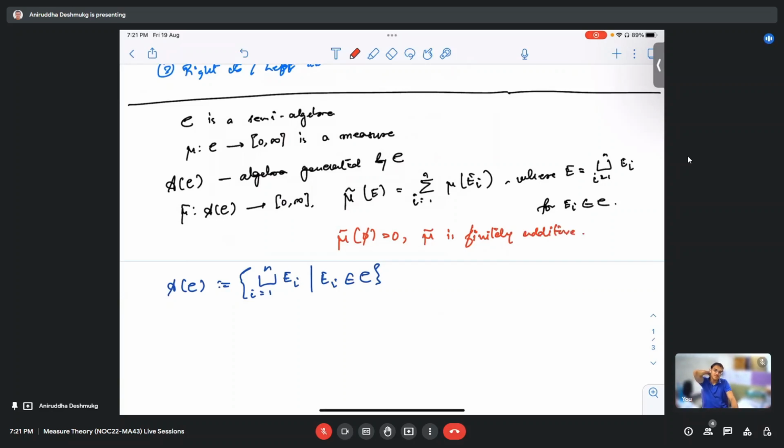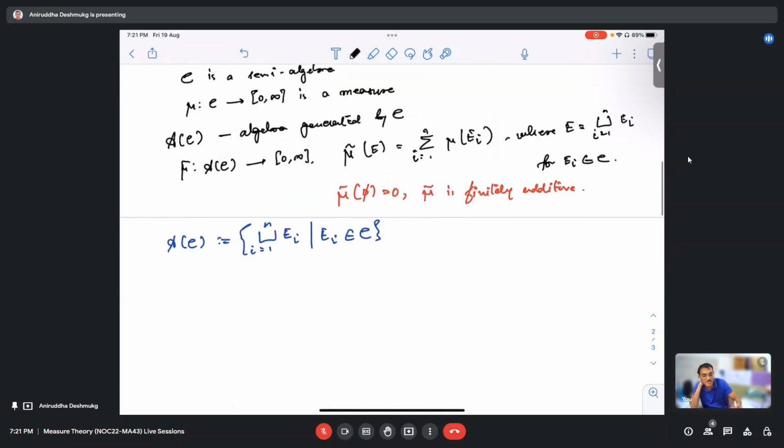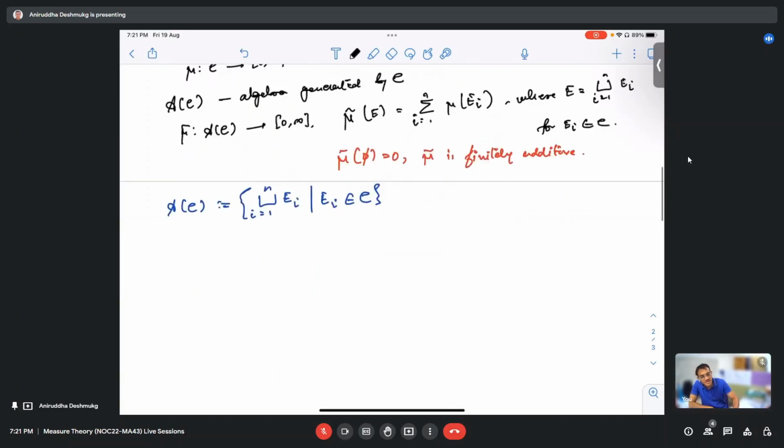But this does not tell us this is a measure, right? Can we conclude from here it is a measure? No, sir, it should be countably additive. Exactly. So we have to look at whether this mu tilde is countably additive or not. So what do you think? Is it going to be countably additive? Well, we expect it to be, right? So to prove that it is countably additive, what should we do?